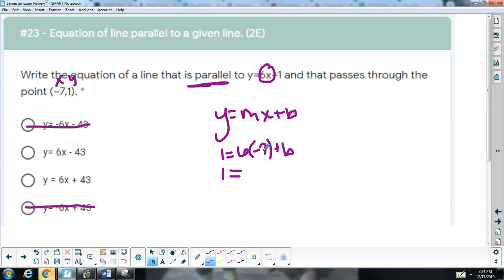So 1 equals 6 times negative 7 would be a negative 42. Then to move the 42 to the other side of our equal sign, we're going to do the opposite, so we're going to add it. So 1 plus 42 gives us 43. So we know our b is a positive 43, which would be answer choice C.